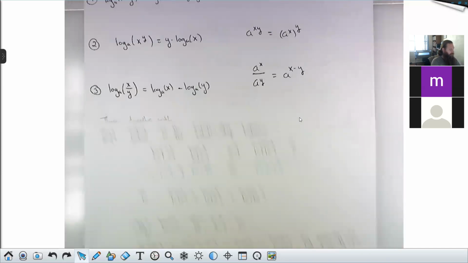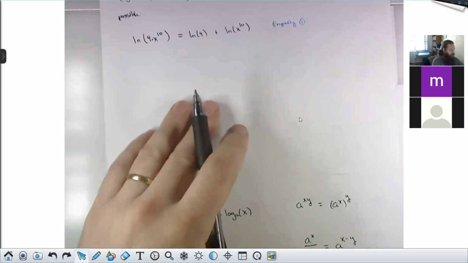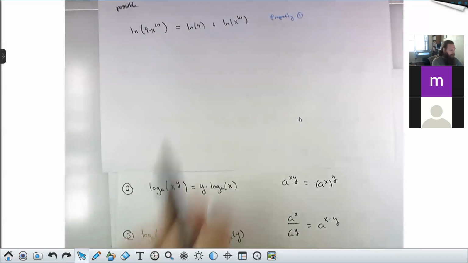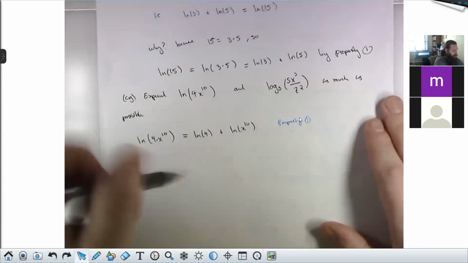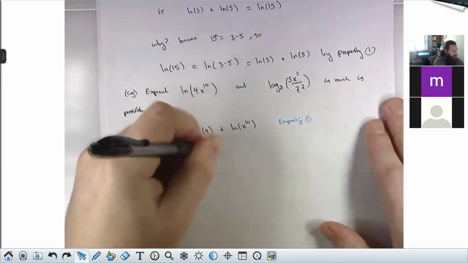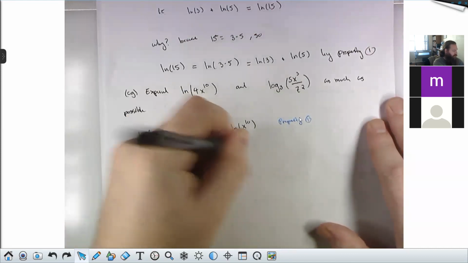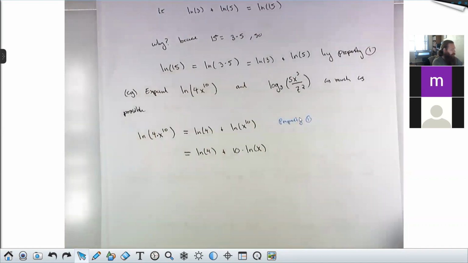This is by property 1. From here, I can use property 2. Property 2 says if I have a log of a power, I can bring that power down in front of the logarithm. So the ln of 4, I'll leave him alone. But the ln of x to the 10 can be rewritten as 10 times the ln of x. This is by property 2.